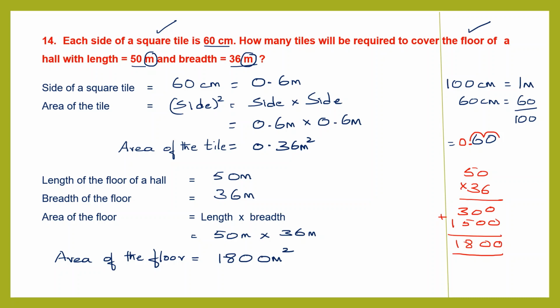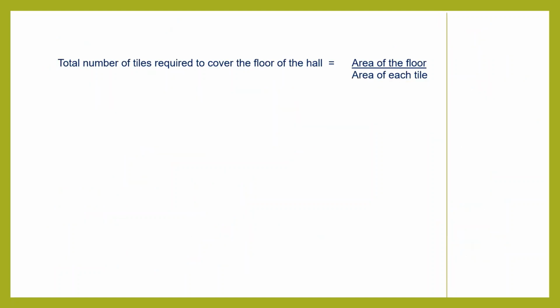Now we need to find how many tiles will be required to cover the floor. So let's do that. The total number of tiles required to cover the floor of the hall will be area of the floor divided by area of each tile. So area of the floor we found out to be 1800 meters square and the area of each tile is 0.36 meter square. Now we need to divide this.